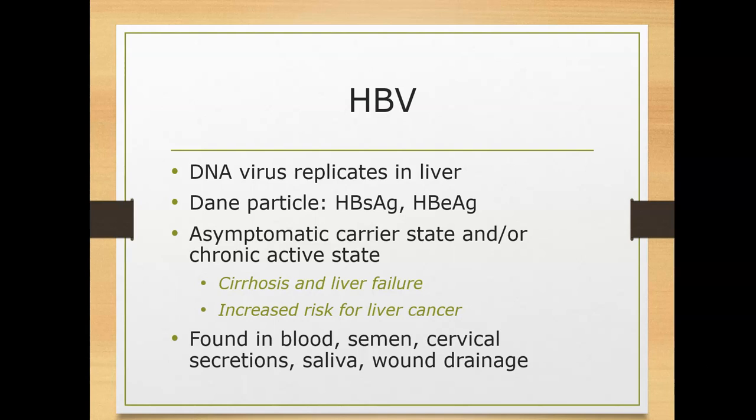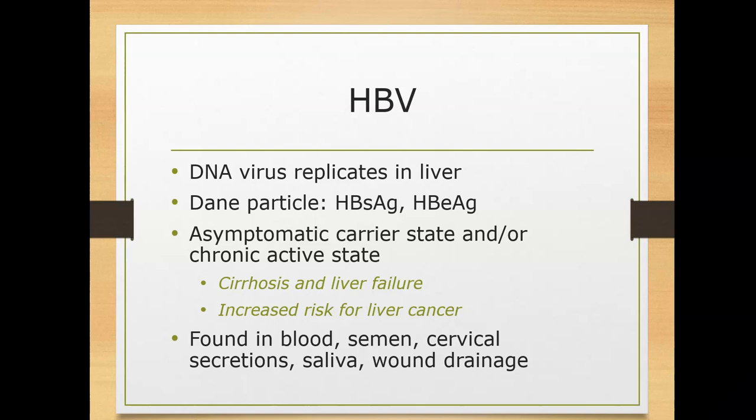Hepatitis B virus, okay, it's a DNA virus which replicates in the liver. Okay, this is a nice to know, not a need to know. There's something called a Dane particle. It's the infectious component of the hepatitis B virus, and HBsAg and HBsAb are the antigen and antibody that they may test for to see if you've had exposure to hepatitis B.